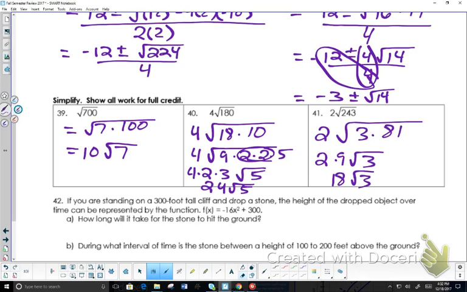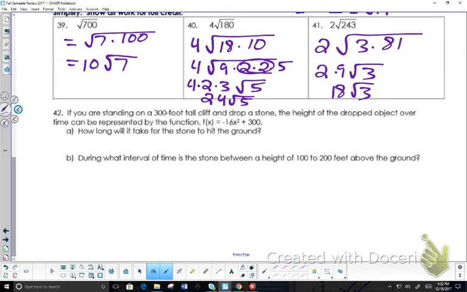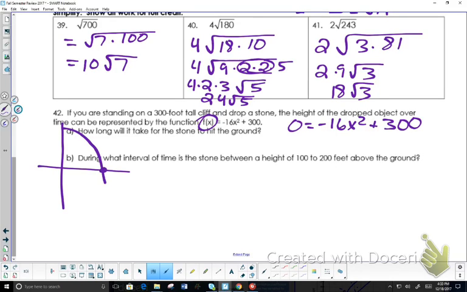Let's see. If you were standing on a 300-foot tall cliff and drop a stone, the height of the dropped object over time can be represented by the function blah, blah, blah. How long will it take for the stone to hit the ground? Okay, so this is calculator driven. It will hit the ground when this right here equals 0. So in other words, I would have 0 equals negative 16x squared plus 300. Okay? On your calculator, all you're interested in doing is looking for that 0.